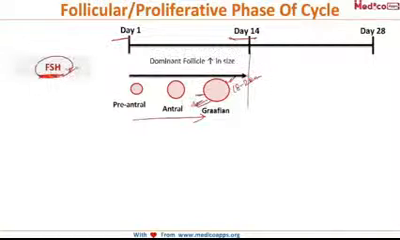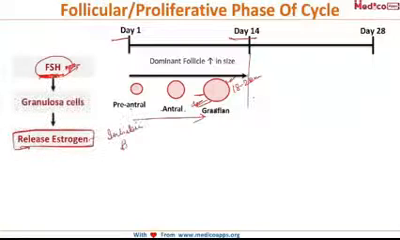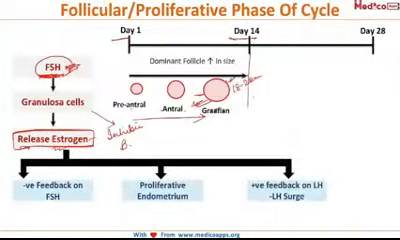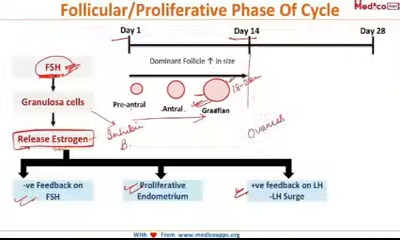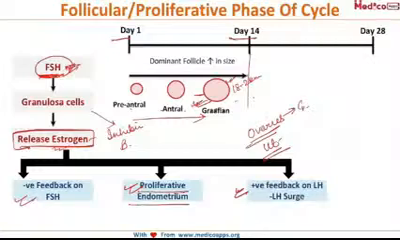Now, in the meantime, this follicle stimulating hormone keeps on acting on these follicles, and from the granulosa cells, the estrogen is released. We have already discussed that FSH acts on the granulosa cells to release estrogen and inhibin B. And this estrogen, in turn, has a negative feedback on the FSH, it has a positive feedback on LH, and it causes proliferation of the endometrium. So, you see here that in the ovaries, the growth of the follicles is occurring, and along with this, in the uterus, proliferation of the endometrium occurs. So, the proliferative phase of the endometrium.